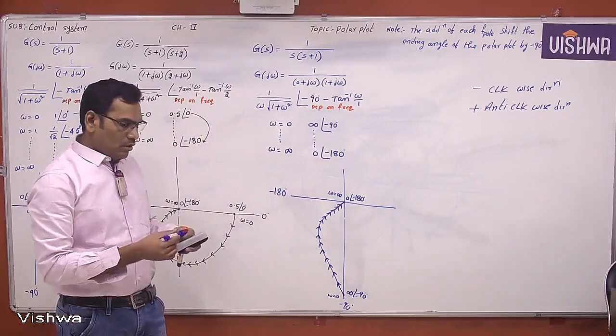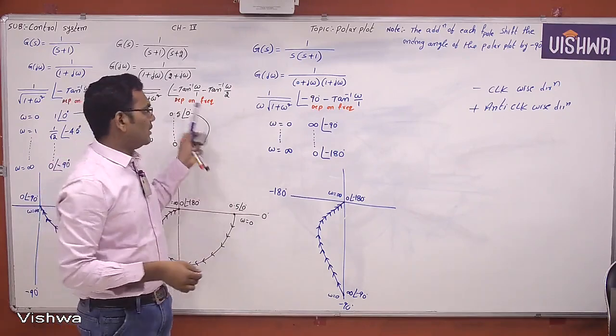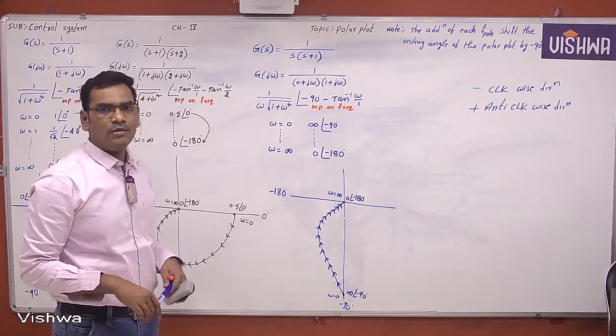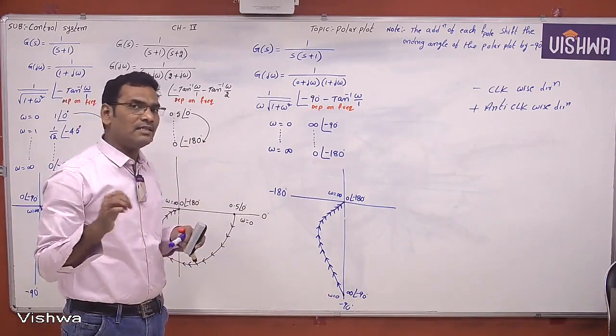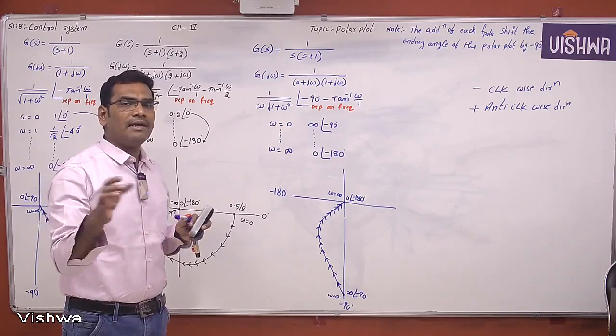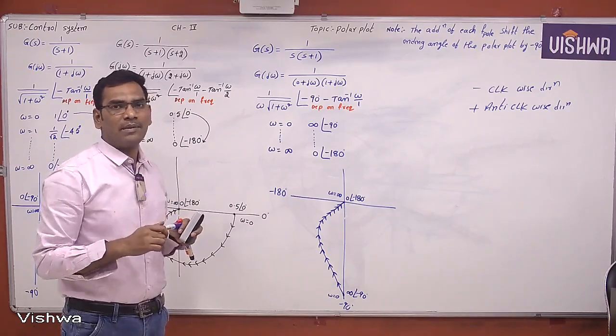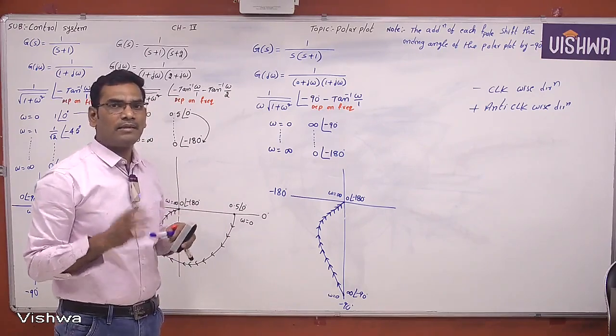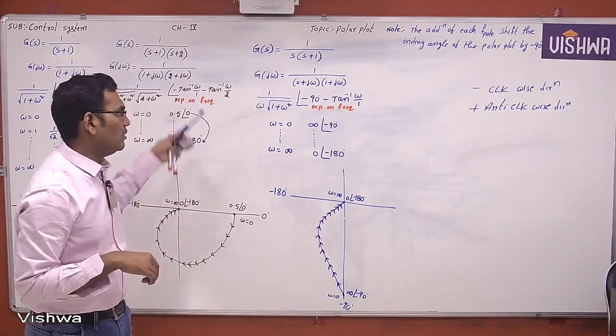You just observe these plots, and you can easily get some relations. Those relations are important because questions on what happens while adding zeros, what happens while adding poles, and what the changes in the polar plot should be are very, very important. Just note down this.